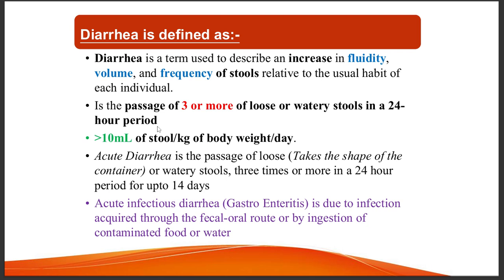Now, acute diarrhea is the passage of loose or watery stool three or more times in 24 hours for up to 14 days. If we say acute, we are simply saying in the first 2 weeks or for the first 14 days someone has been having this diarrhea. So that is what we actually call gastroenteritis or acute gastroenteritis, AGE, and it's because of an infection.